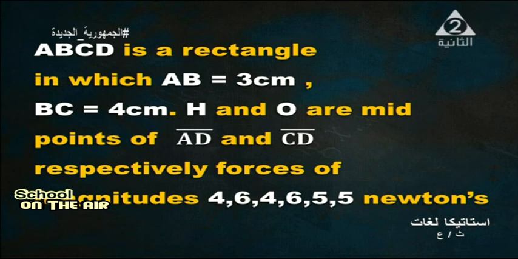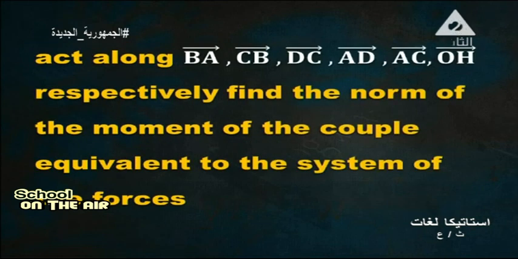4, 6, 4, 6, 5, 5. Doubles 4, doubles 6, doubles 5. They act along ray BA, ray CB, ray DC, ray AD, ray AC, ray OH. Remember, direction is very important, respectively. Find the norm of the moment of the couple equivalent to the system of the forces.